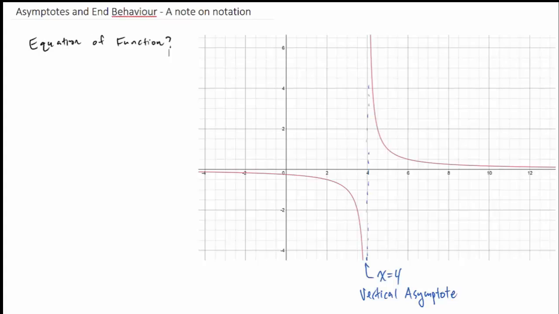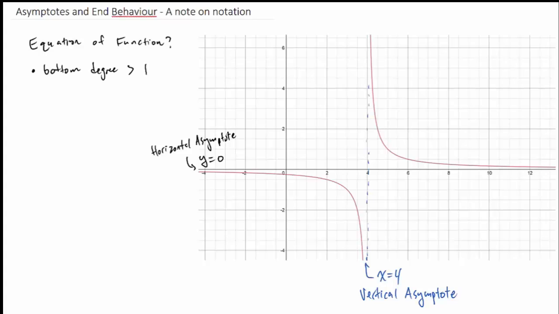So what we might be asked is to figure out what's the equation of the function. We also know, just from looking at it, we can see there's a horizontal asymptote all the way along the x-axis at y equals 0. So again, the function approaches that line as it goes to really big or really small numbers.